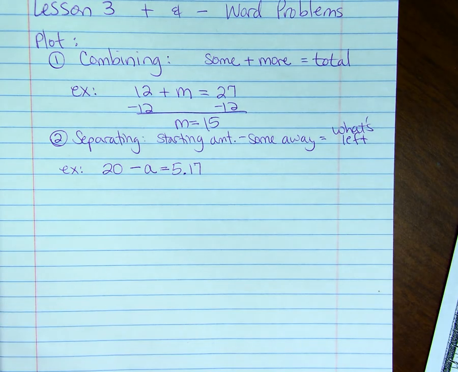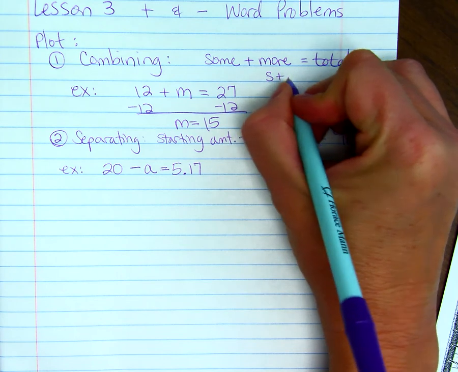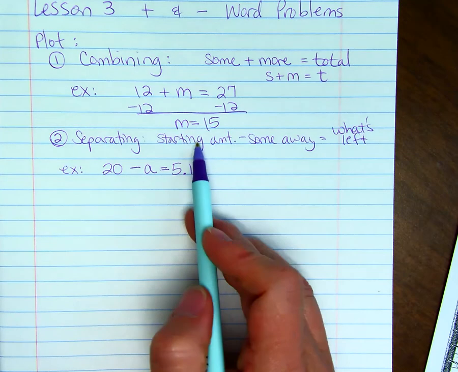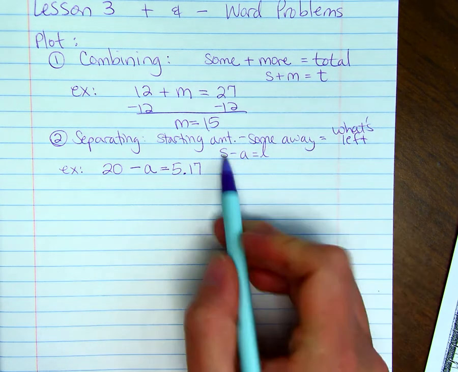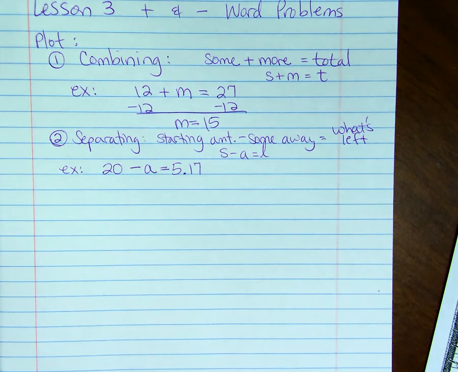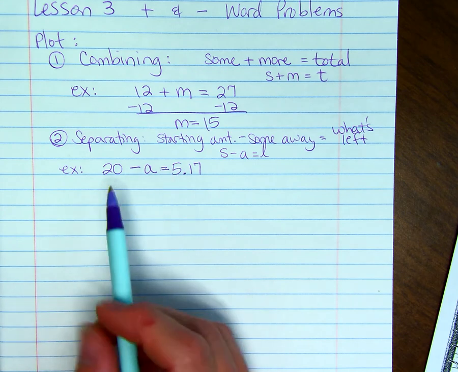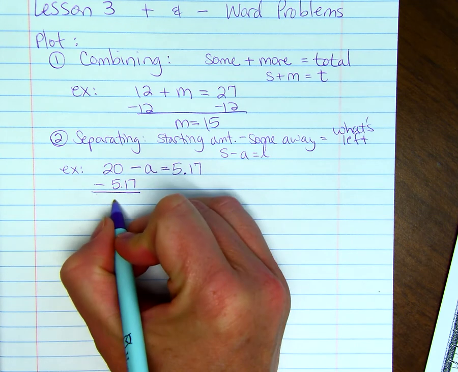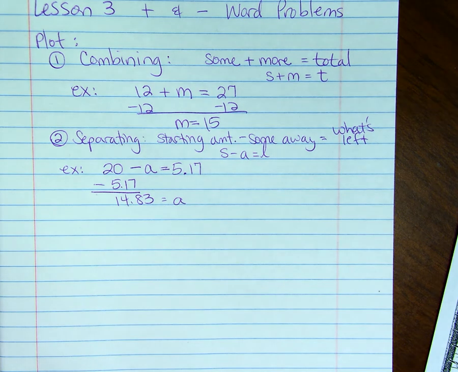I totally forgot that we write equations for these, and we use little letters. So if you'll go back up to combining, where it says sum plus more equals total, just put S plus M equals T. And then with the separating, put S minus A equals L. So sum, away, left. So to solve this problem, we have to subtract the change we got, $5.17, from the $20. So we'll just do 20 minus $5.17, and we get $14.83. So our A equals $14.83.